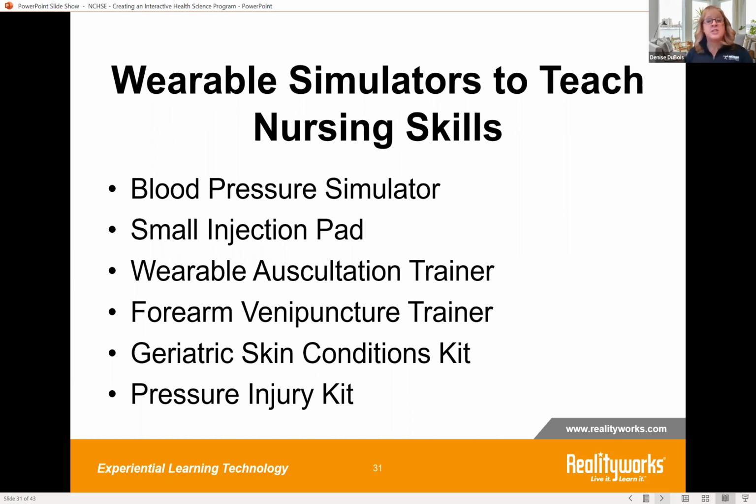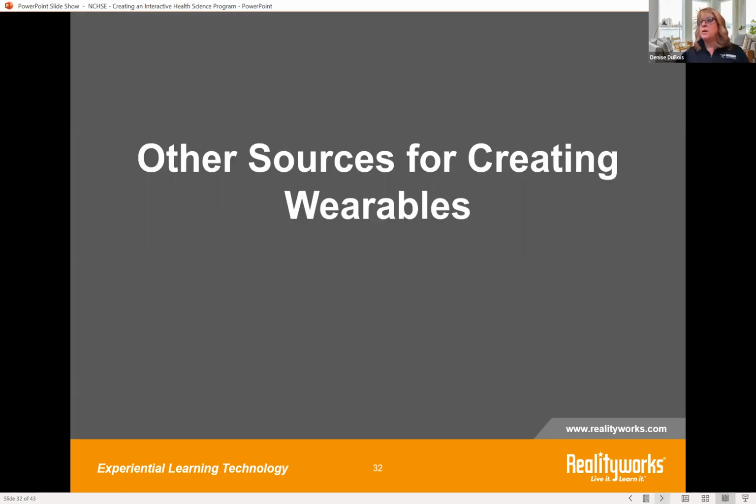We've got wearable auscultation devices and venipuncture. Again, we have a lot more moulage than just the geriatric skin and pressure injury, but with any one of those, you have them in a scenario where students have to not only do the technical skill, but they also have to do the patient communication. It's a great way to build in some soft skill training in your program.